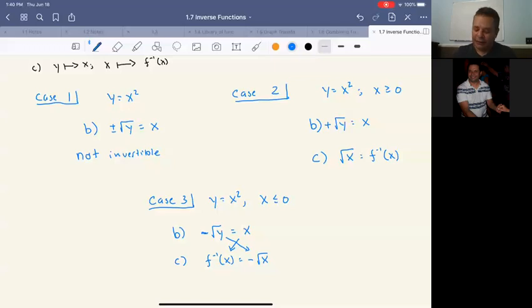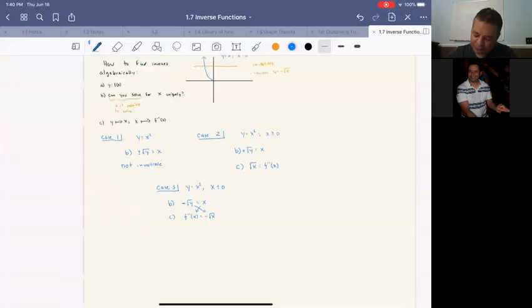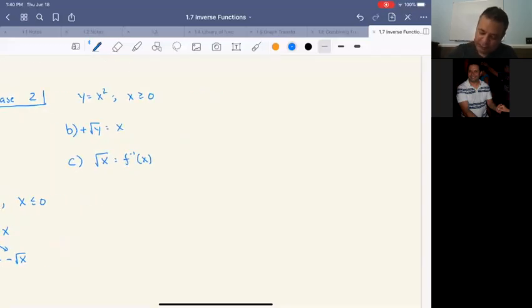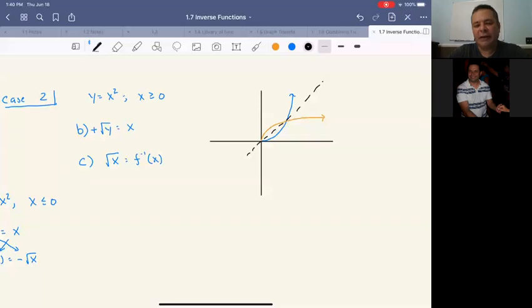One more thing I want to point out is these graphs. So in case 2, we have x being greater than or equal to 0. Now, the inverse is the square root of x, which looks like so. And what I want us to notice is that it's effectively a reflection across that line.